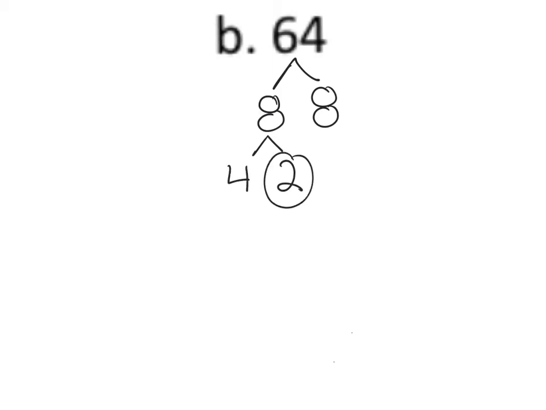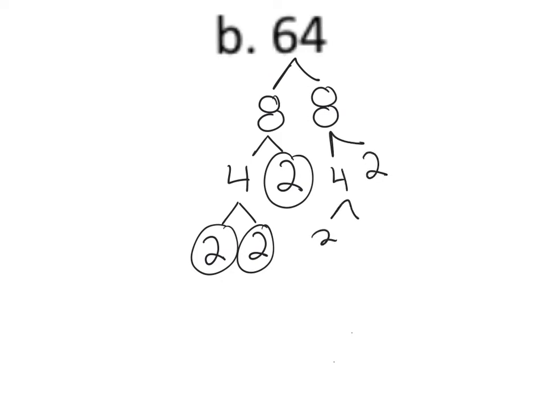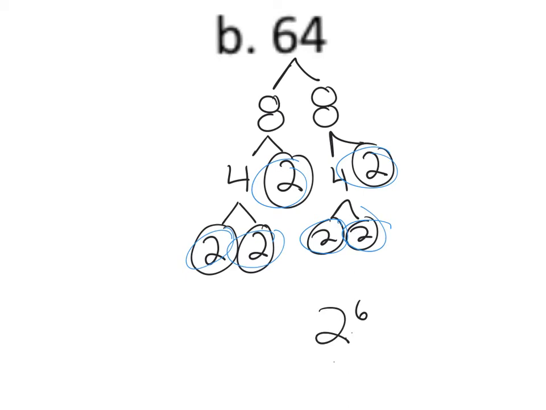Okay, 64. Once again, you can break 64 down into 8 and 8. And then 8 is not prime, so you continue to break it down to 4 and 2. 2 is prime. And then break down the 4 to 2 and 2. And those are prime. And what's going to happen is you're going to do the exact same thing on the other side. And so you have all 2's. So you can think I have 1, 2, 3, 4, 5, 6 2's. So this is 2 to the 6.